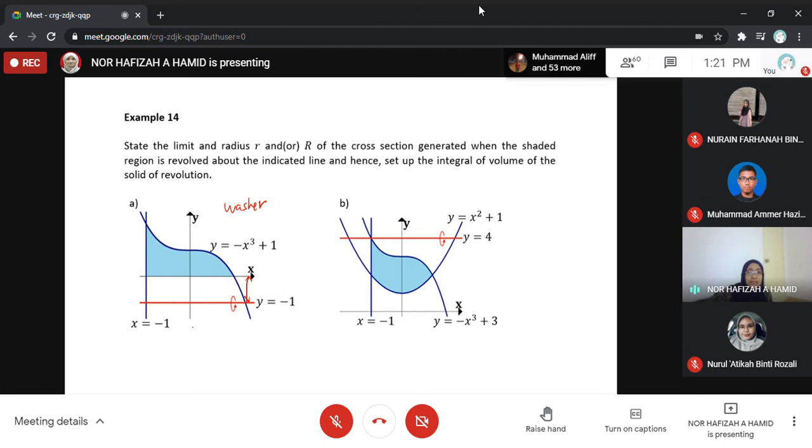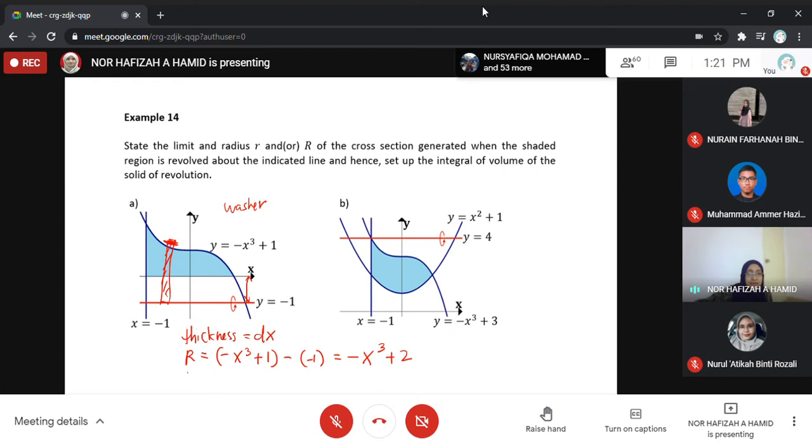Okay, so kalau washer, strip dia mesti perpendicular dengan axis of revolution. So you kena determine first thickness dia. So kita nak pakai strip vertical, so thickness dia is dx. Okay, lepas tu you kena determine the outer radius. So outer radius you start pada axis of revolution. Okay, so you punya outer radius. So daripada atas boundary dia, you have negative x cube plus 1. Okay, ni upper boundary. So minus dengan lower dia is negative 1. Okay, so nanti you kan dapat negative x cube plus 2.